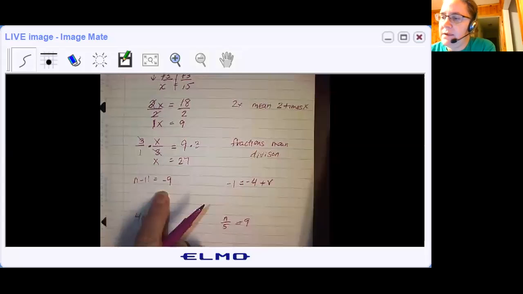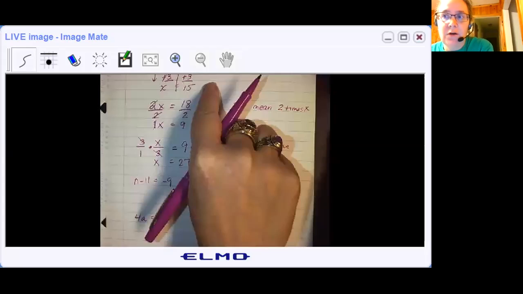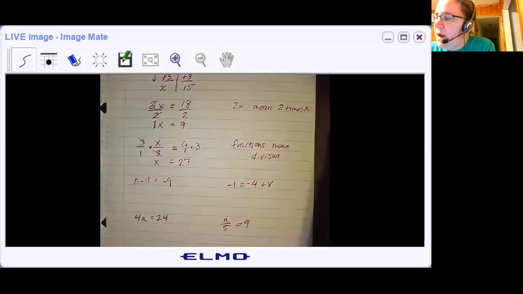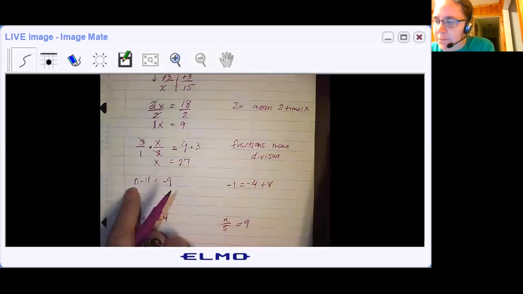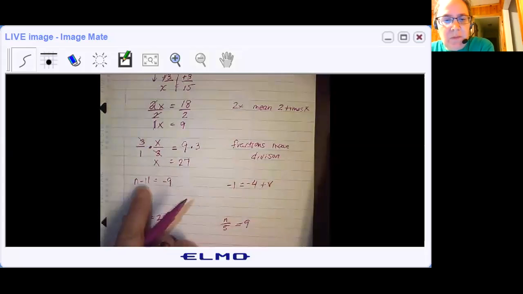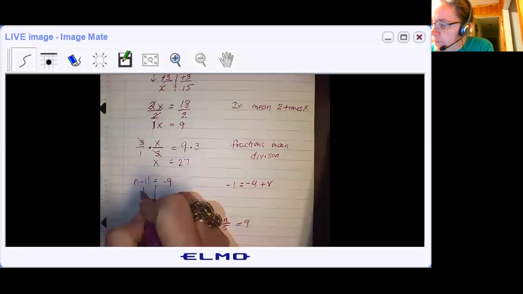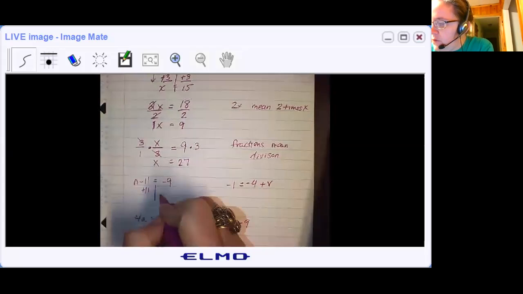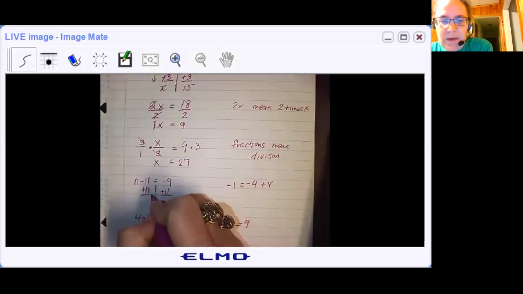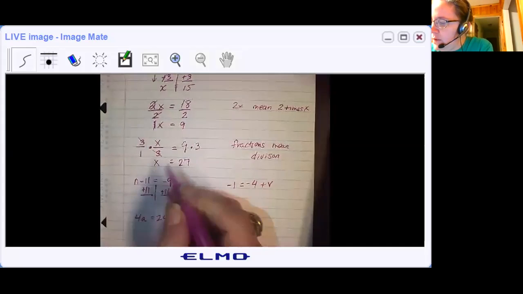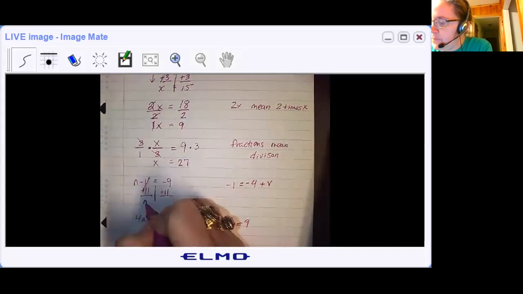First one looks almost exactly like one we've done in our notes. So what we're going to do, I want the n by itself, which means I have to get rid of the minus 11. The opposite of minus 11 is plus 11. I have to do it to both sides to keep my balance. So the n gets left on one side.